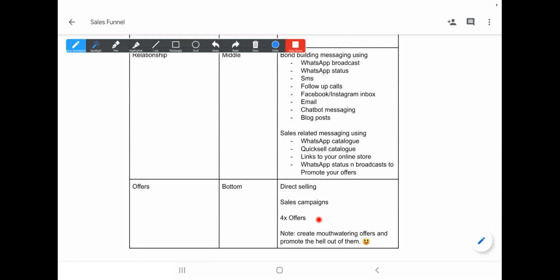4x your offer. 4x offers means that you are creating 4 offers per month. That is, you create an offer per week. Have something that you are offering people every week of the month. That is 4 offers in a month. You can have 2 offers in a month and run them for 2 weeks. That's more or less like still having an offer that you are giving people per week to sell.